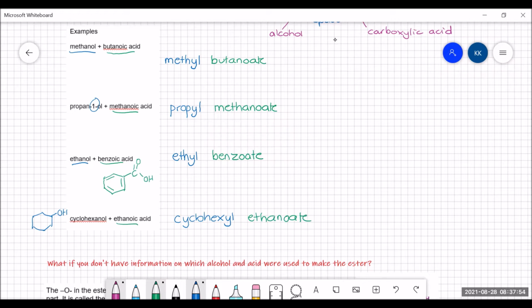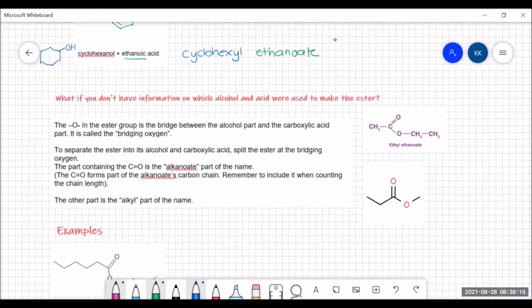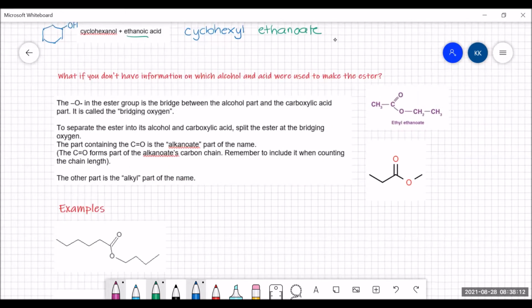Pretty easy. So nothing to this naming of esters, but wait. It's not always that simple. Sometimes you're not given the acid and the alcohol, and you're going to have to work that out. So in the ester, the oxygen in the ester group is called the bridging oxygen. And we also have a carbonyl group. And that's what makes the ester group.